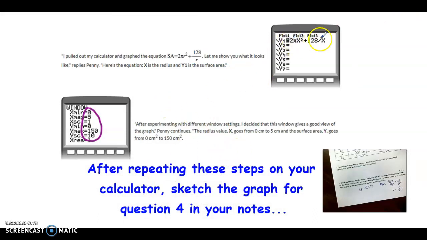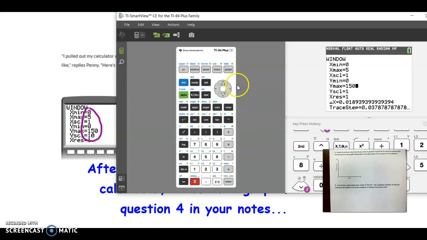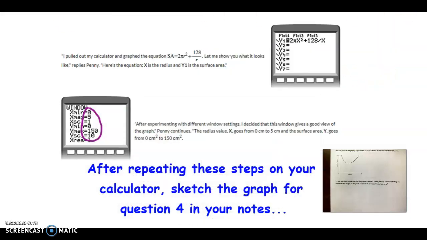So once you have this into your y equals and you've changed your window, you can sketch your graph for number 4 in your notes. So go ahead and look at the graph by hitting graph and sketch that on your notes. So you can see you've got a curve. It's not really a parabola. It's not symmetrical like we look at with parabolas. So don't try to make it into one, because it is not. It is a curve, but it is not a parabola.